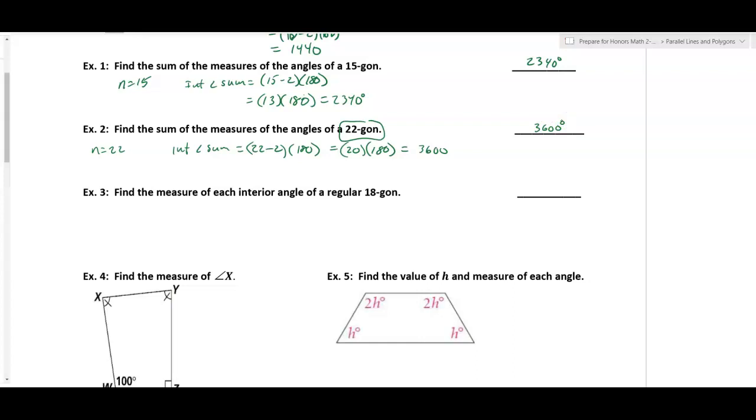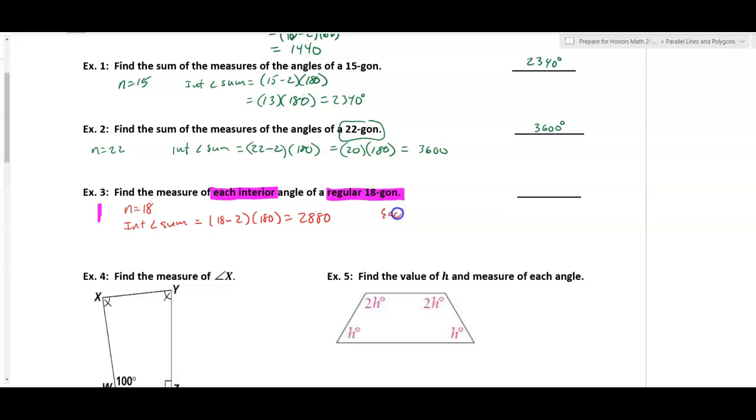Now, the next question says, find the measure of each interior angle of a regular 18-gon. Well, here, the first thing we're going to do, we know the number of sides. We know the number of sides is 18. We can use that to find the interior angle sum. That would be 18 minus 2 times 180, and the interior angle sum, 16 times 180, is 2,880 degrees.